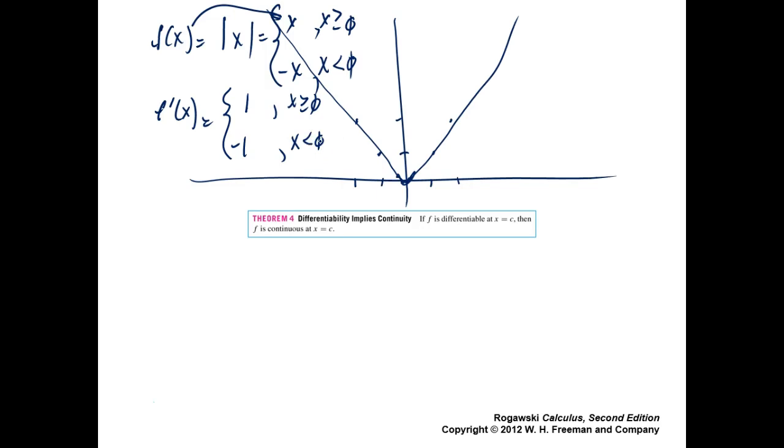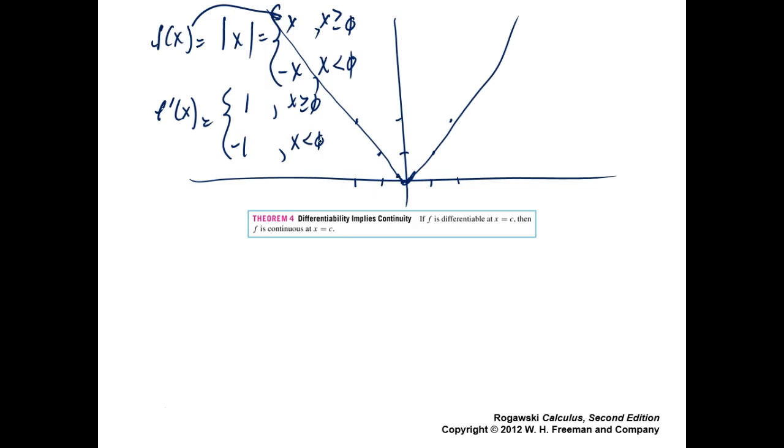Is that continuous? What is it at 0? At x equals 0, the slope is... no, the slope isn't 0 there, the slope is 1, sorry. Slope is 1 at 0, and just to the left of 0, it's negative 1. Is that continuous?